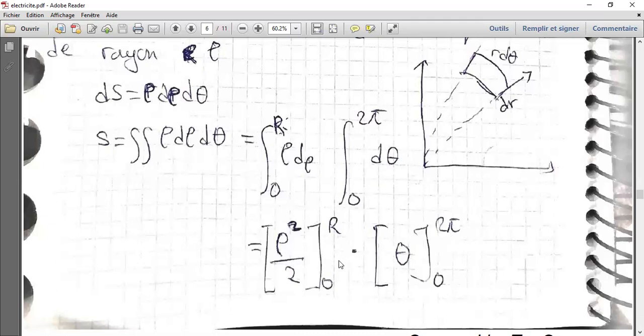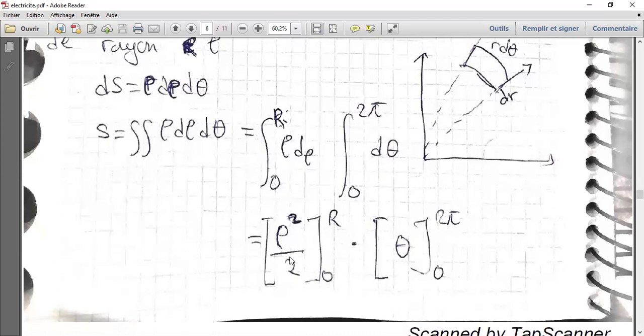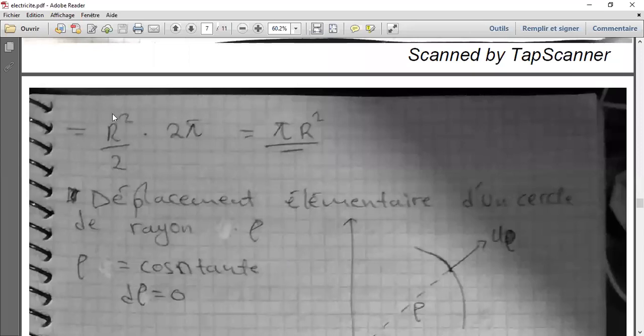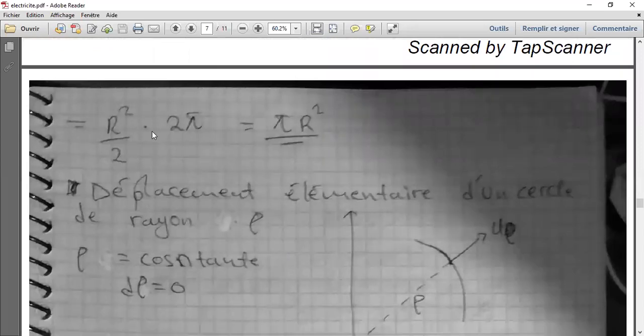So you see here that it will be r squared divided by 2 times 2 pi. Then the 2s cancel out, and you have pi r squared. And I think you know this formula.